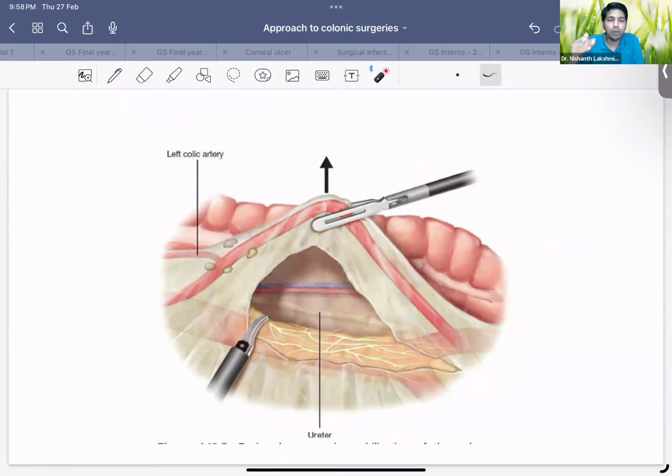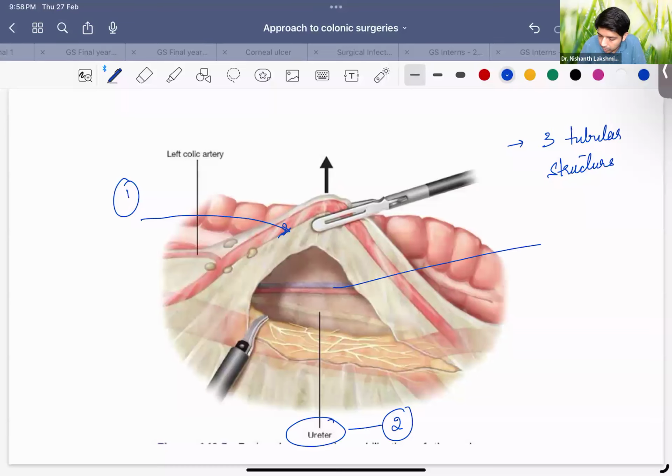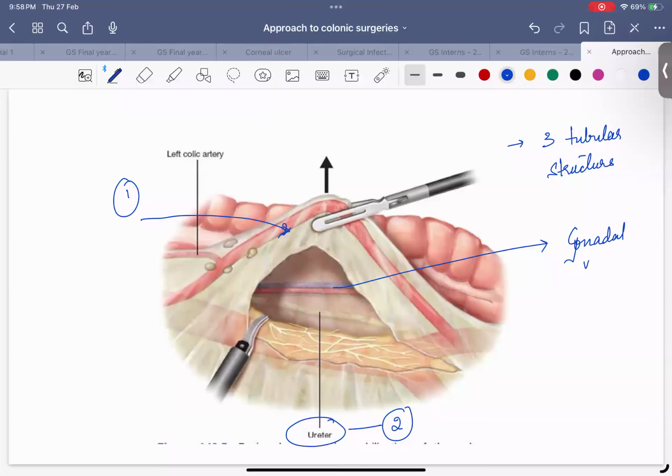Now, in the left colonic surgery, that means when you're mobilizing the left side of the colon, this you need to remember, you will come across three tubular structures. The first of it is your inferior mesenteric artery. That is the first tubular structure. Second tubular structure is your ureter. Third tubular structure, can you tell me what those vessels are? Gonadal vessels. Okay, gonadal vessels. So do not cut anything.